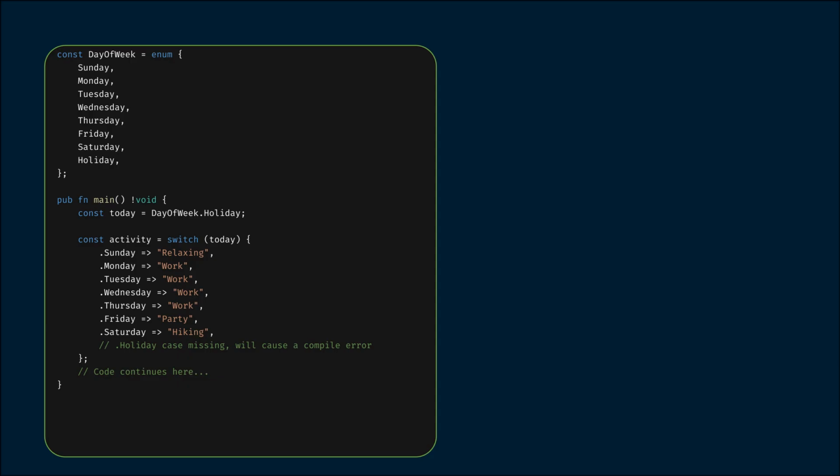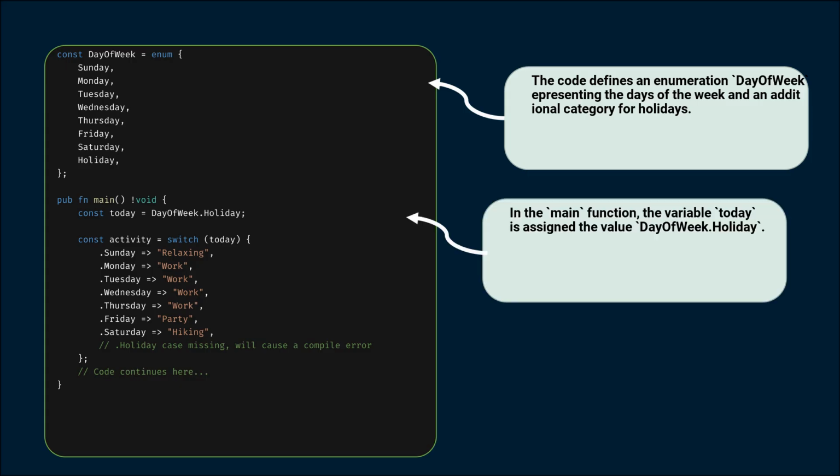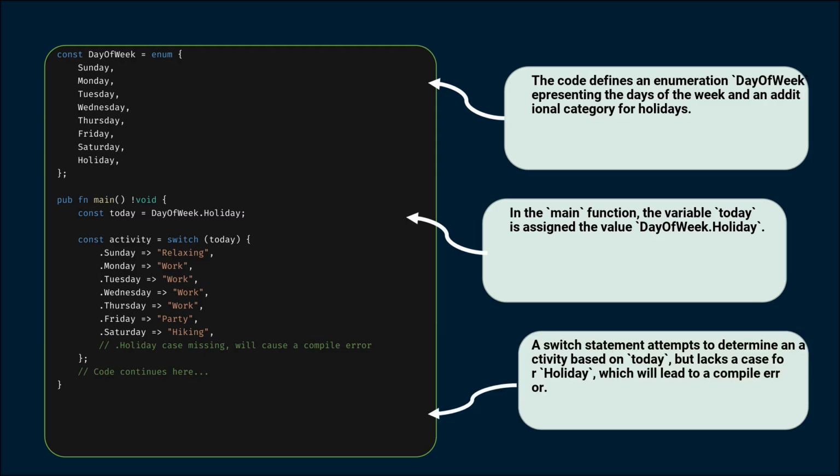Now let's take a look at how we can expand our enum to include additional values and enhance our switch statement's functionality. In the updated code, we introduce a new value, holiday, to our day of week enum, which represents a special day. This change emphasizes the importance of exhaustive switching, a feature that mandates coverage of every possible enum case in a switch statement.